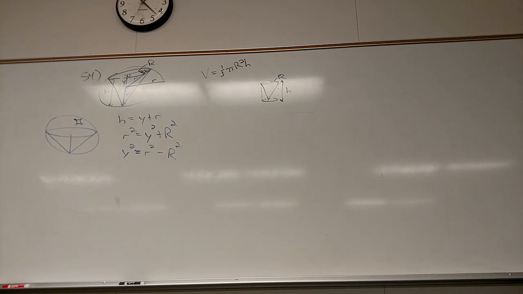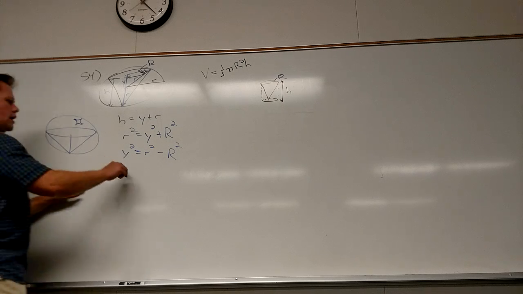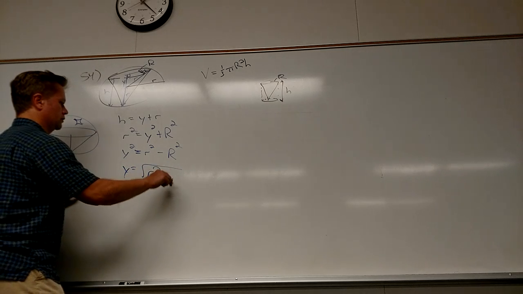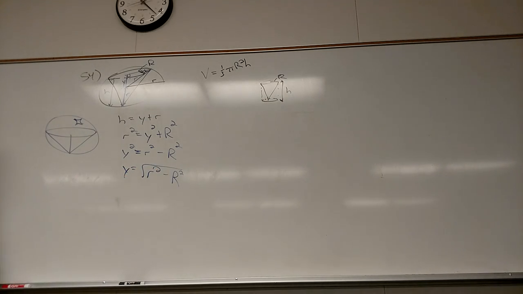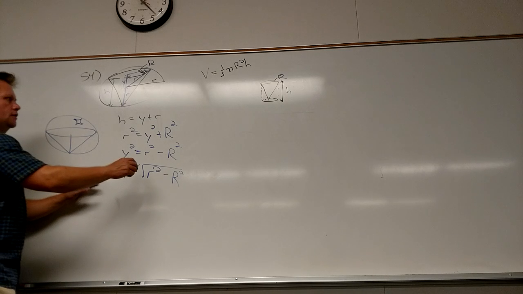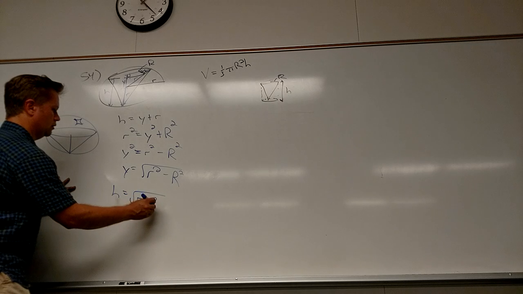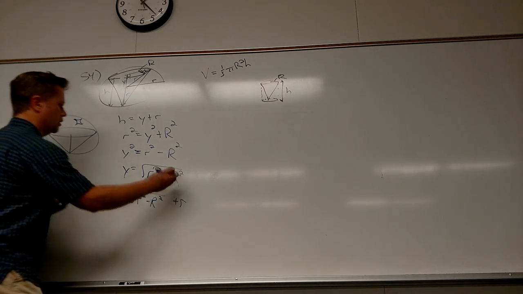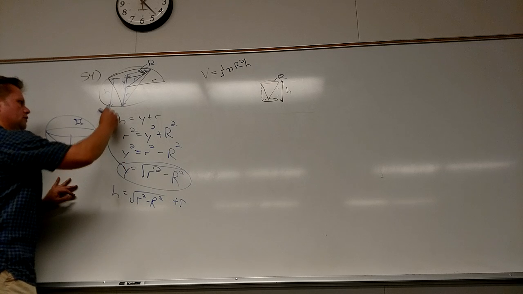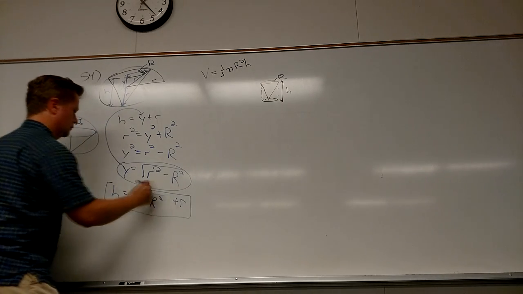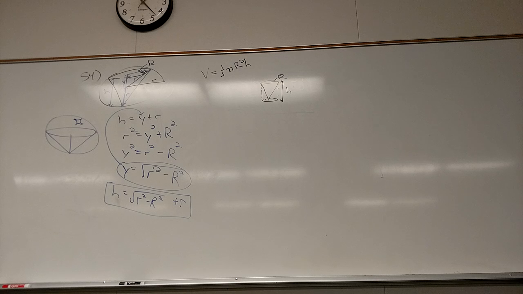Oh, let me think now. I need to figure out... So y equals the square root of r squared minus big R squared. So the height now, so far, is the square root of r squared minus big R squared plus r. Is that cool? Just plugging this in. So far, so good.